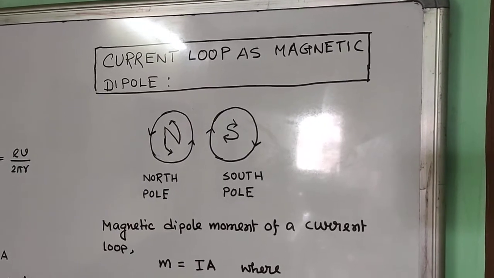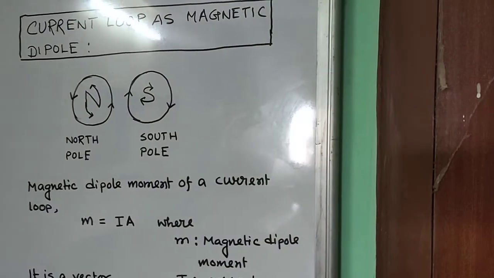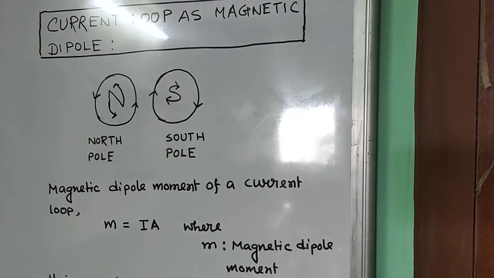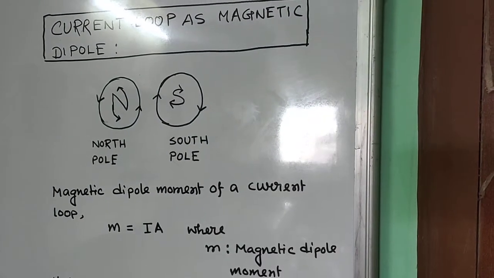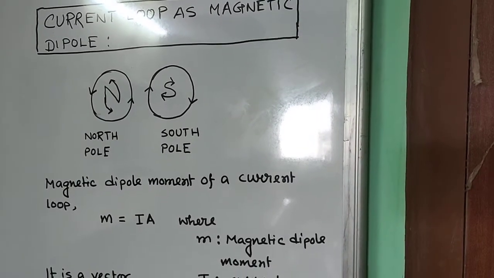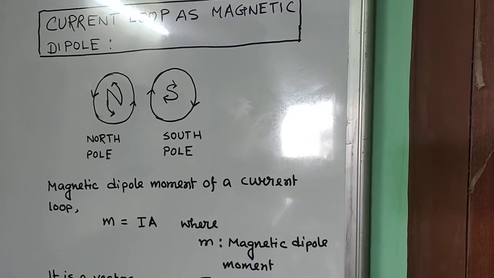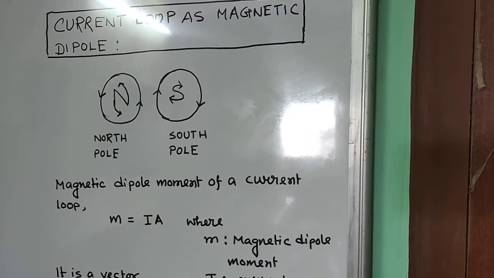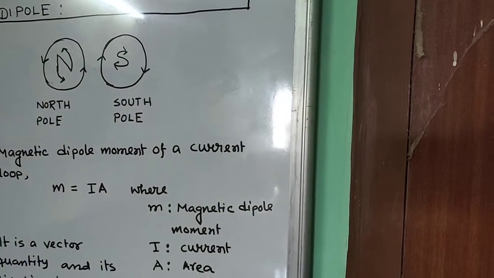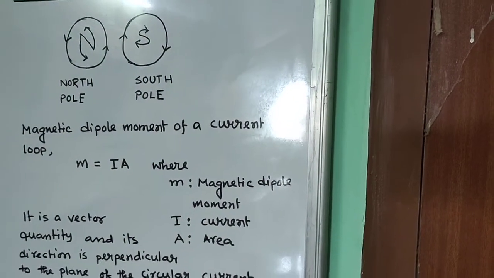Now, the magnetic dipole moment of a current loop can be defined by this expression. Magnetic dipole moment is denoted with the symbol small m, and it is nothing but the product of the current and area. So if you consider a loop through which the current I is flowing, and if the area of the loop is capital A, then magnetic dipole moment can be defined as m equal to IA, where m is the magnetic dipole moment, I is the current, and A is the area.